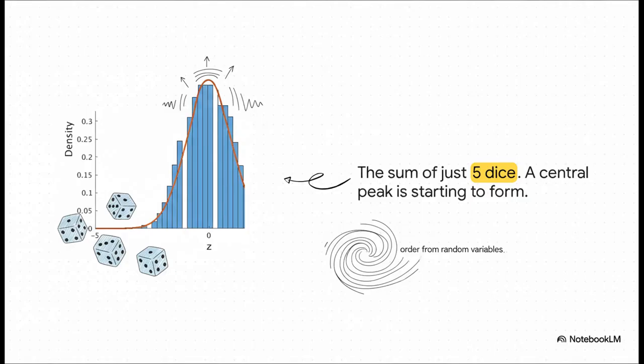Okay, let's start small with a sum of just 5 dice. And right away, you can see something's happening. It's not flat anymore. See that? The results in the middle are already popping up more often than the ones at the ends. And that kind of makes sense, right? There are a lot more ways to roll a total of, say, 18 than there are to roll a total of 5. So a little peak is starting to form.